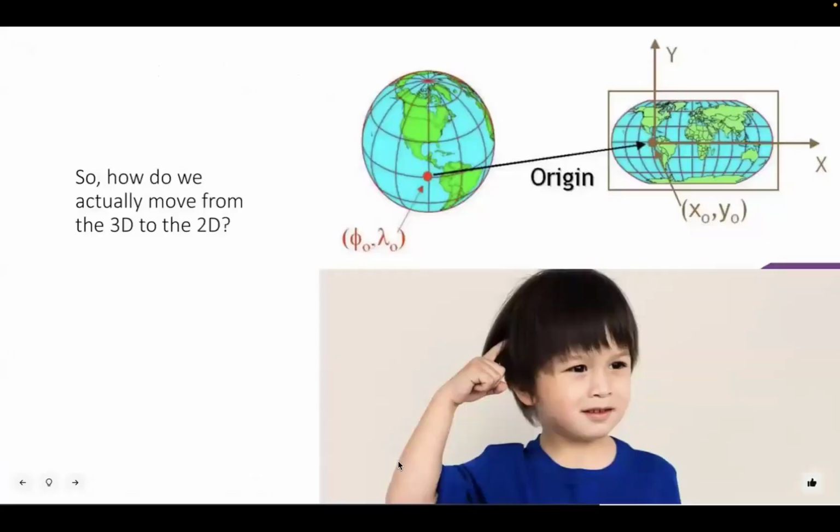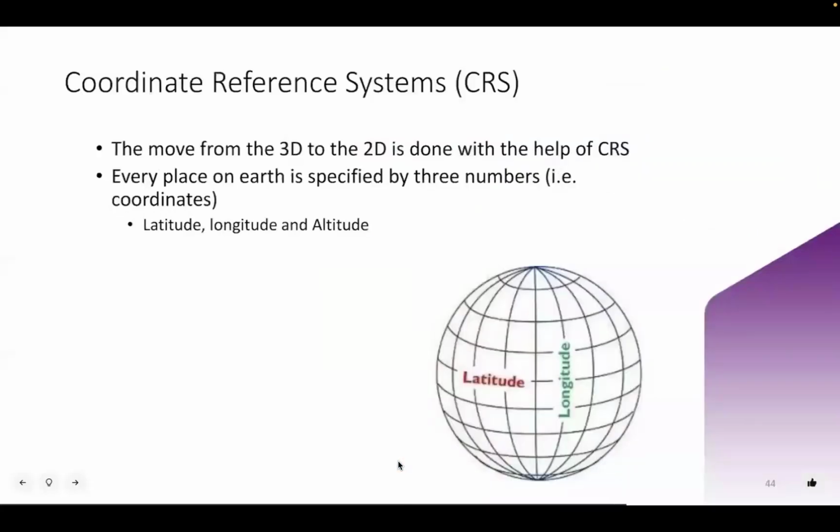So yeah, that's just a quick example about distortion and the effect that the projection system can have. So we've talked about moving from the 3D to the 2D, right? But how do we actually do that? What systems are in place in the GIS world that allow us to move from the 3D to the 2D? This is where we come to our coordinate reference systems.